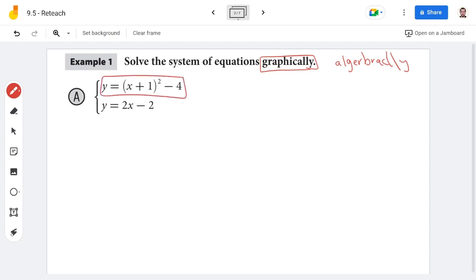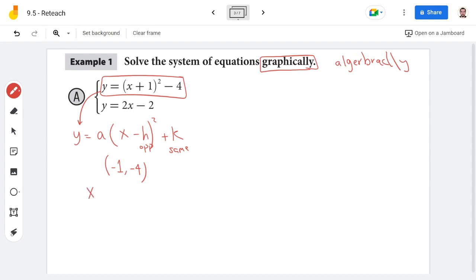So this one is in vertex form. We know the vertex form is y equals a(x minus h) squared plus k. Now as I can see here, h is always the opposite sign, k is the same sign. So h is -1, k is -4. So this one is my center. Okay, let me rewrite this. Now -1 and -4.